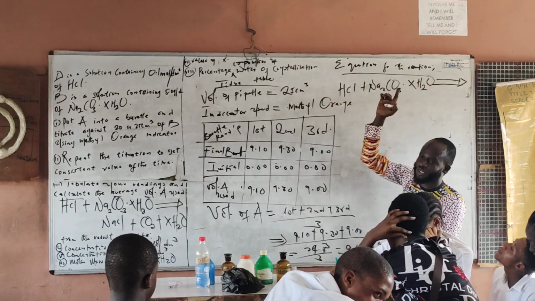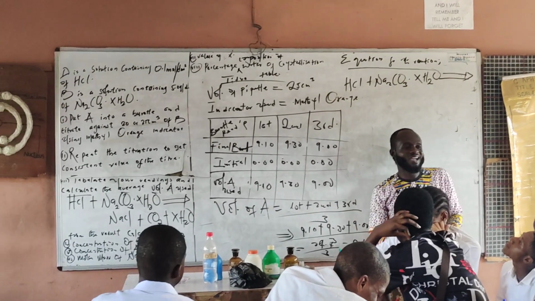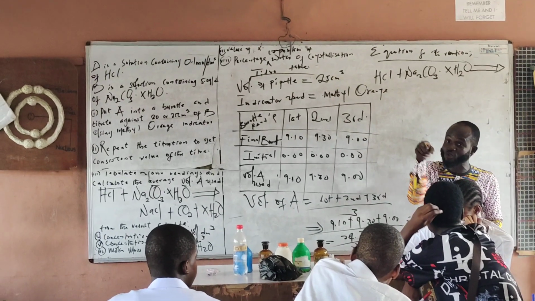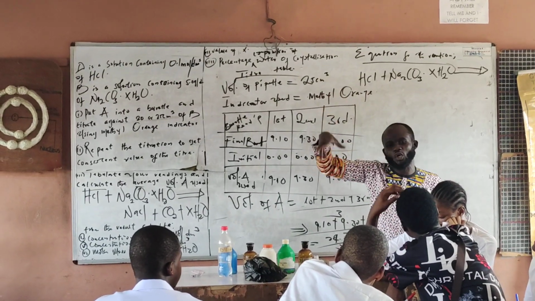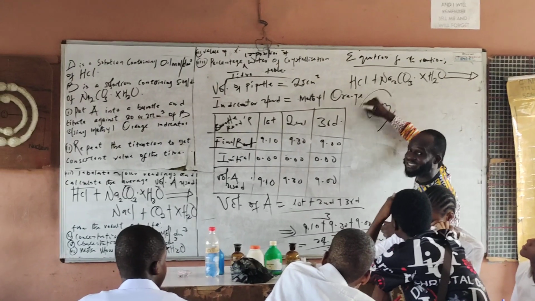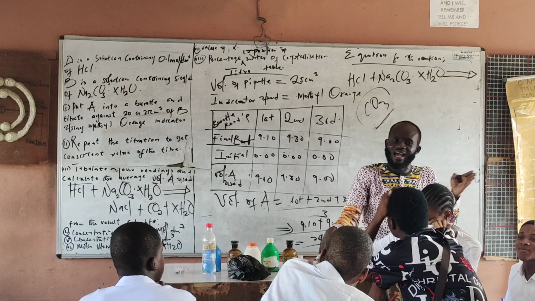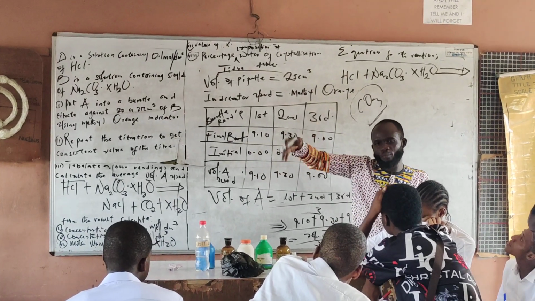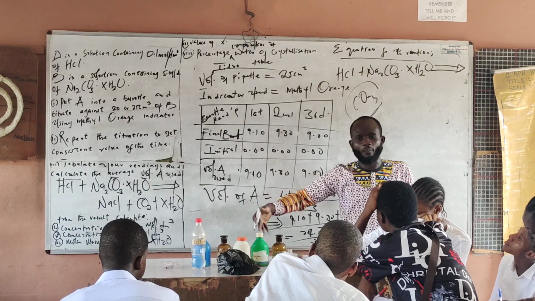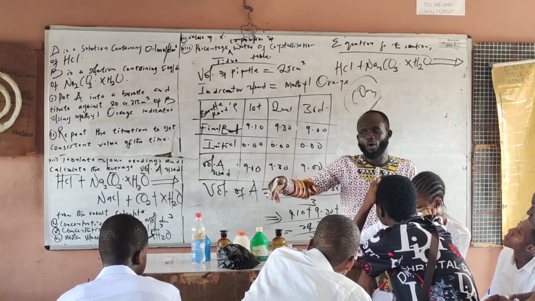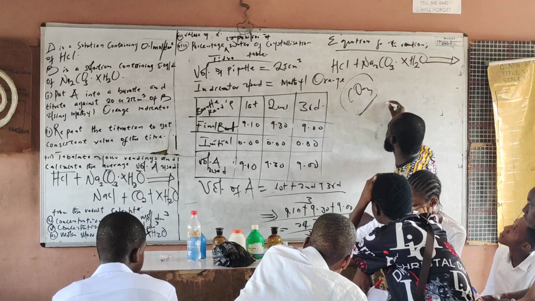Another thing is that since you are having a trioxocarbonate(IV) here, whenever a base or salt containing the CO3 trioxocarbonate(IV) radical is reacting with an acid, they form water, form normal salt, and you can form gas. And that gas has to be collected by what? Upward displacement. So you must get your carbon(IV) oxide.